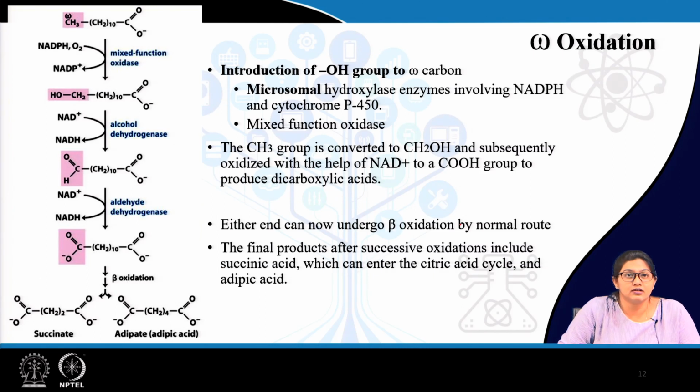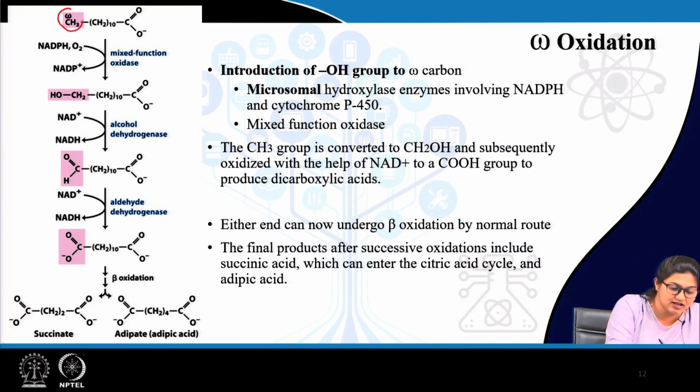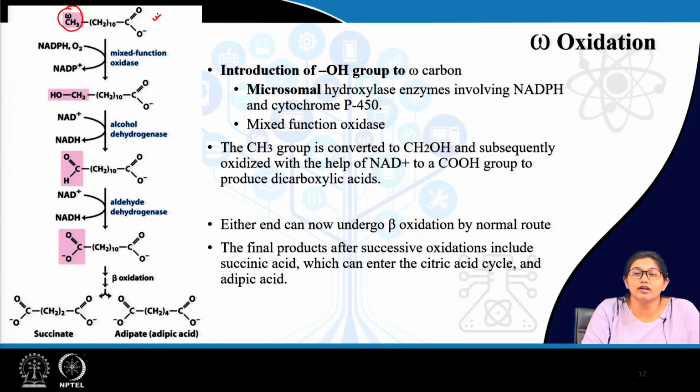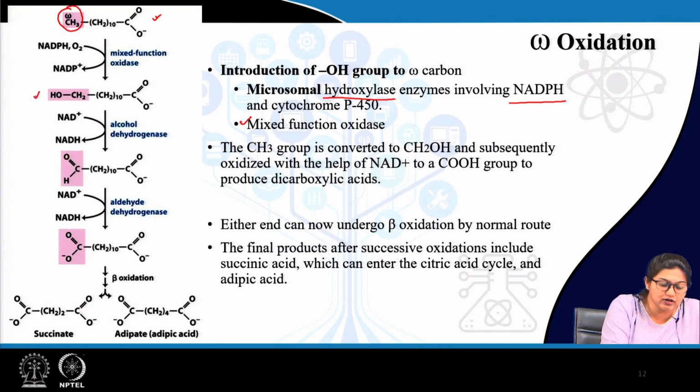So, here you can see the fatty acids. This is our omega carbon, which is most distant from the carboxylic group in the fatty acid molecule. Now, the most important enzyme in omega oxidation is the hydroxylase enzyme, that is a mixed function oxidase. Now, with the help of this mixed function oxidase and NADPH, there is formation of an alcohol. So, this methyl carbon is converted to methyl alcohol with the help of mixed function oxidase.